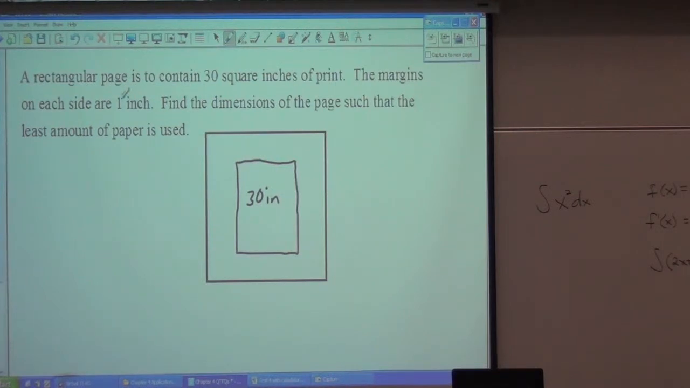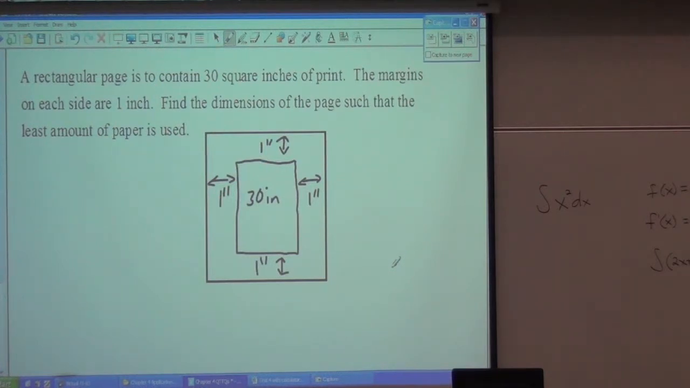And we want a 1 inch margin on each side. So there's an inch here, from there to there, an inch here. Same thing over here, and same thing down here. So we want to find the dimensions of the page so the least amount of paper is used.